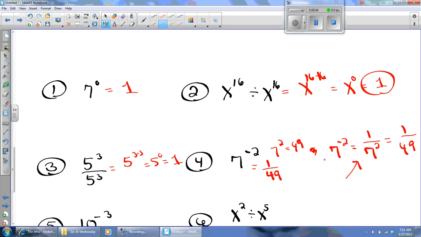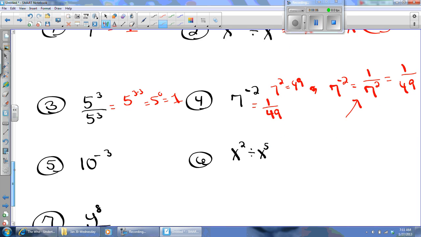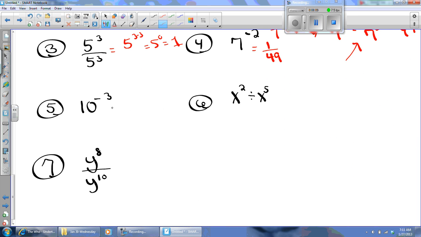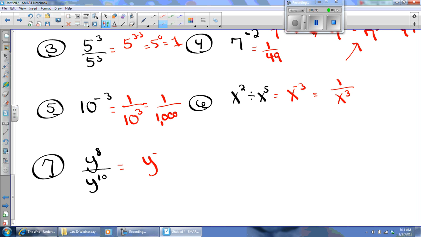Okay, this way might suit you better when you see a negative exponent. Use the reciprocal. In other words, if it's in the numerator, it switches to the denominator. 10 to the negative third is the same as 1 over 10 to the positive third. 10 to the third is 1,000. This is 1 over 1,000. Okay, x to the negative third, which is better said as 1 over x to the third. Use the reciprocal. This will become y to the negative second, which is 1 over y squared.